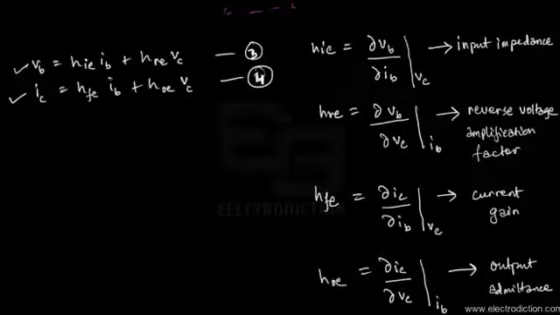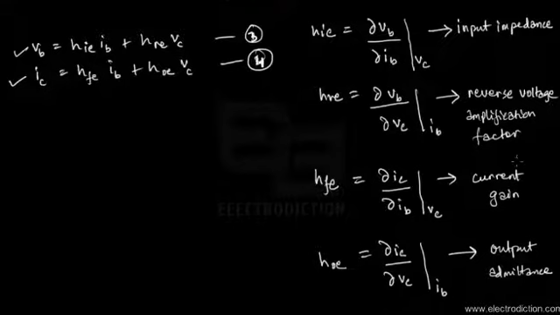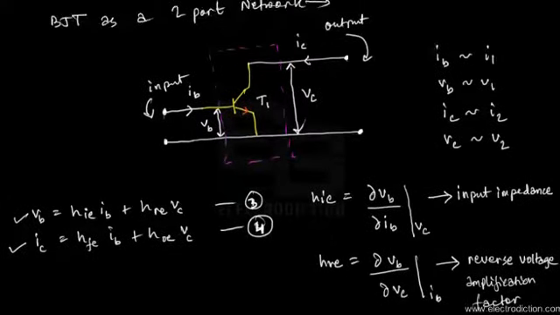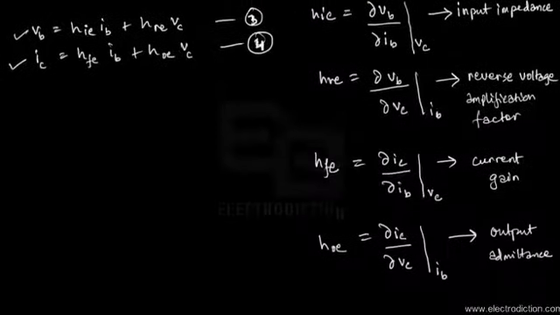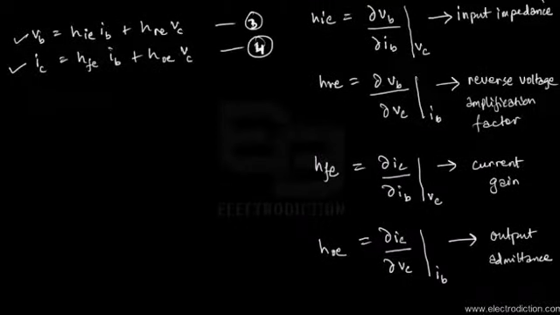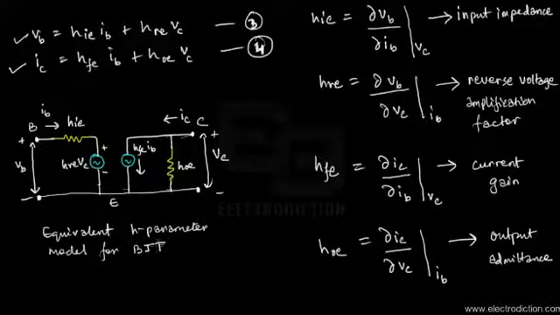Now that we know the various kinds of H parameters, their physical and mathematical significance, and the equations that apply for the BJT while it's treated as a two-port network under the H parameter analysis, we're going to take a look at the equivalent H parameter model that we can obtain for the BJT. With this model, we can analyze any kind of BJT amplifier in various configurations as you might find in a circuit.